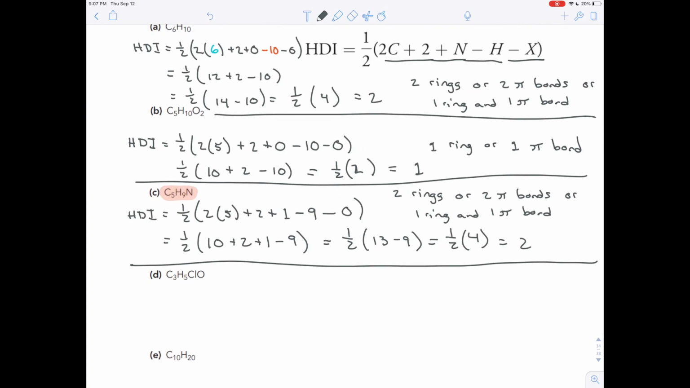All right, we'll go down and apply that to this next one. So the hydrogen deficiency index here, or the degrees of unsaturation, are going to equal 1/2 times 2 times the number of carbons. We have 3 carbons, so 3 carbons plus 2. Remember, this is our formula that we're using.